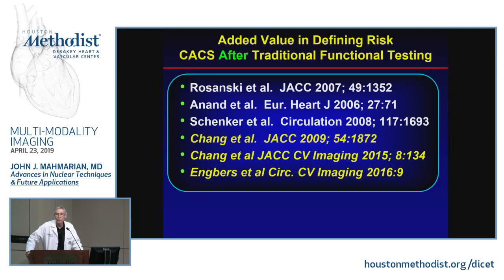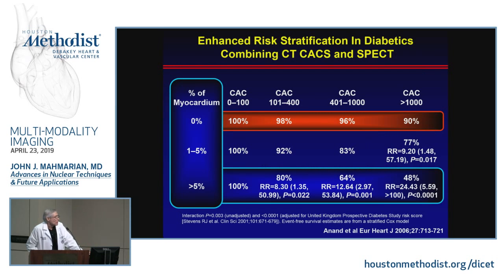There are also ways in which we can prognosticate patients by combining all these different modalities. There are many different trials in the literature. These two are from our laboratory, the more recent ones, and then this one by Engbers back in 2016. I showed this the other day. This is looking at people with a normal myocardial perfusion scan who have a low calcium score. Nobody has events.